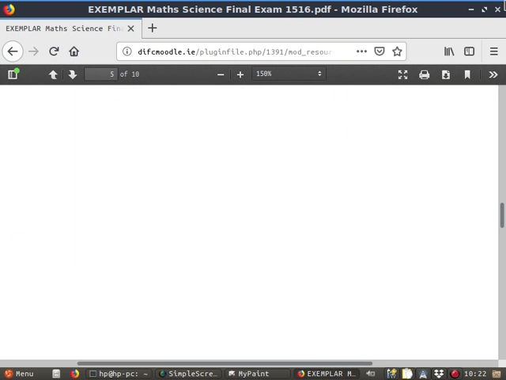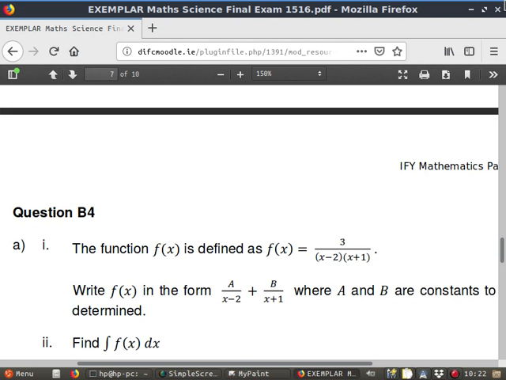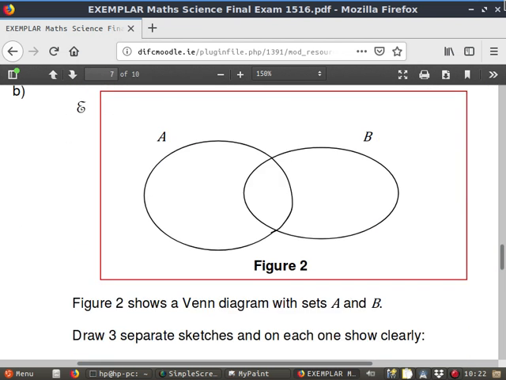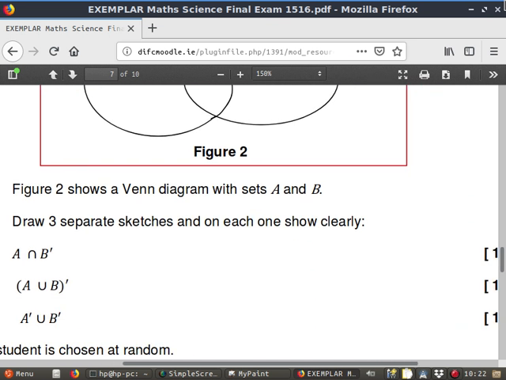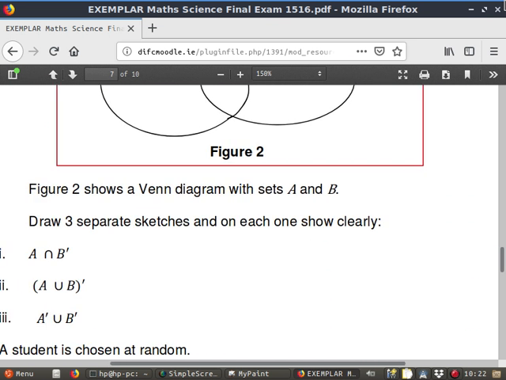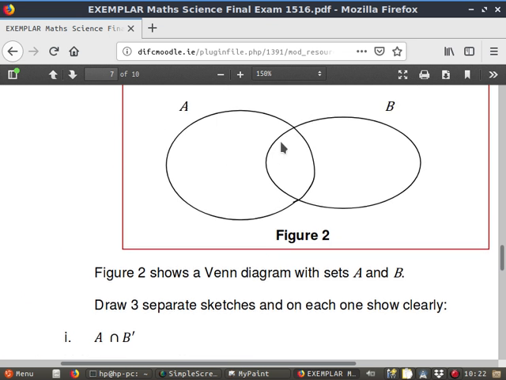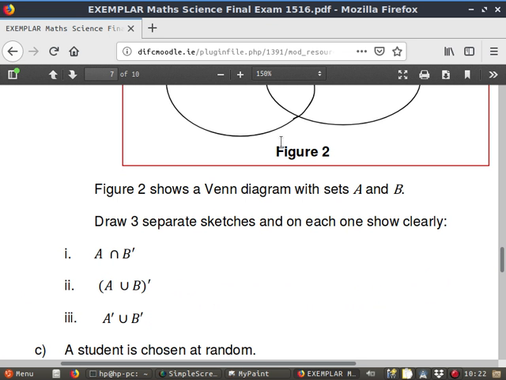What I want you to do, I think it'll be 4. Yeah, here. So, you have this Venn diagram, and for only 1 mark each, they want you to shade these 3 regions. So shade on the Venn diagram, three different Venn diagrams. So draw this 3 times, and then shade for each of these. That should only take you 3 minutes. Off you go.